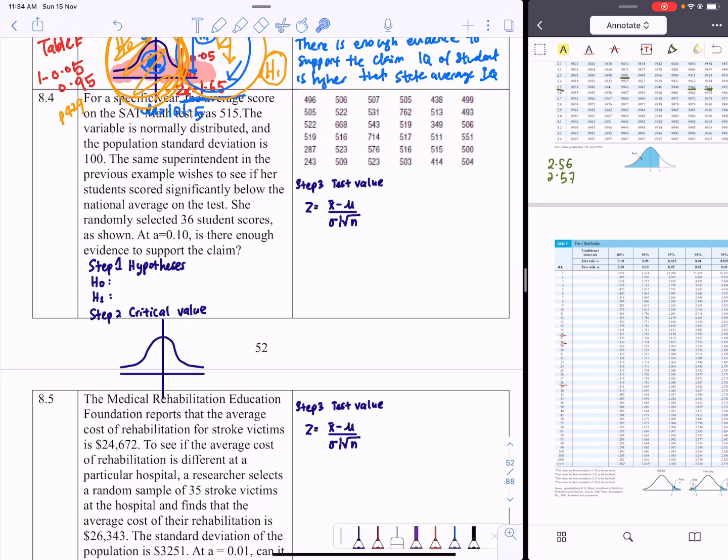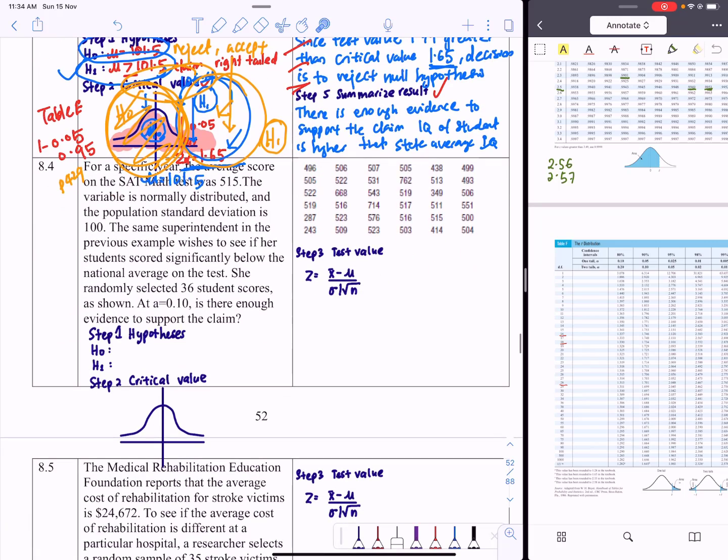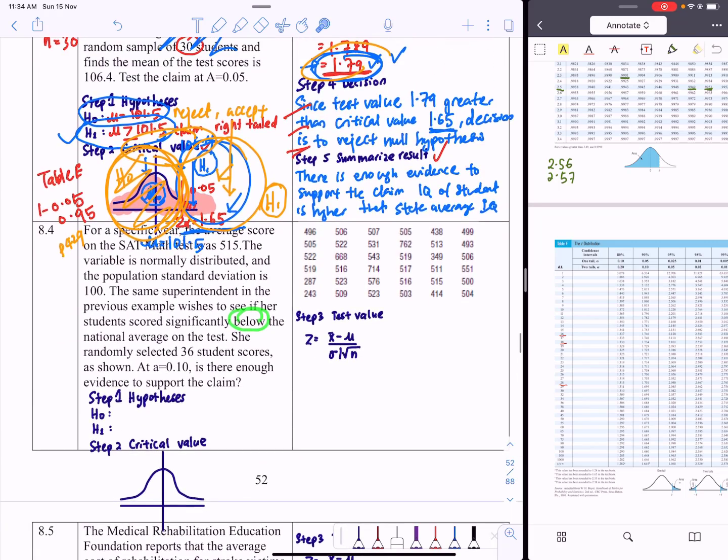The question here is quite similar to the previous one, but here we have below, and the previous one was higher than. This one is below. And another thing that you need to know, here you need to find the mean by yourself. You have to calculate the mean. Just add up everything, divide by the number of data.